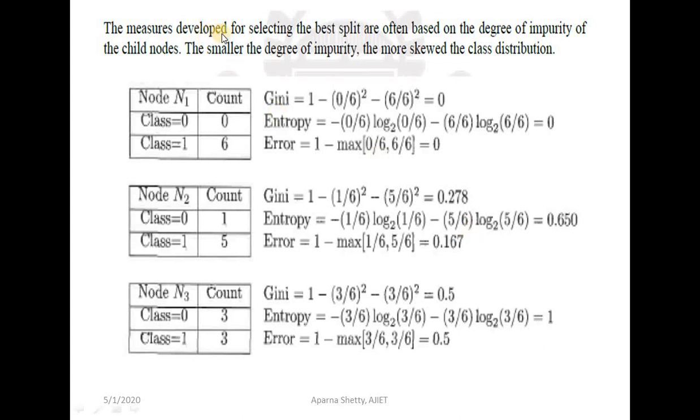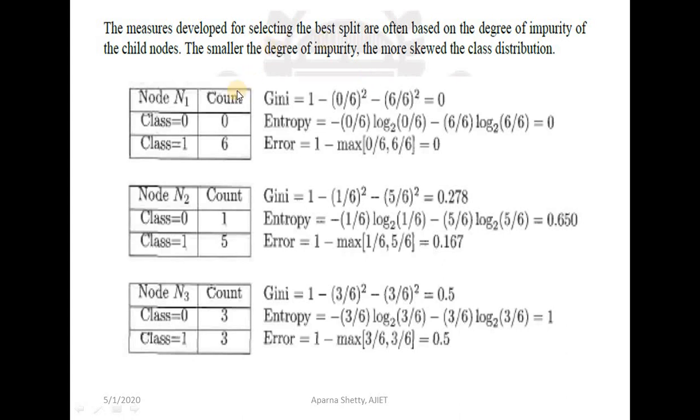The measures developed for selecting the best split are often based on the degree of impurity of the child nodes. The smaller the degree of impurity, the more skewed the class distribution is. Here they are telling that selecting the best split is always based on the degree of impurity of the child nodes. So if the degree of impurity of the child nodes is smaller, then the class distribution is more biased, or the class distribution is more stable. That is what they are telling.